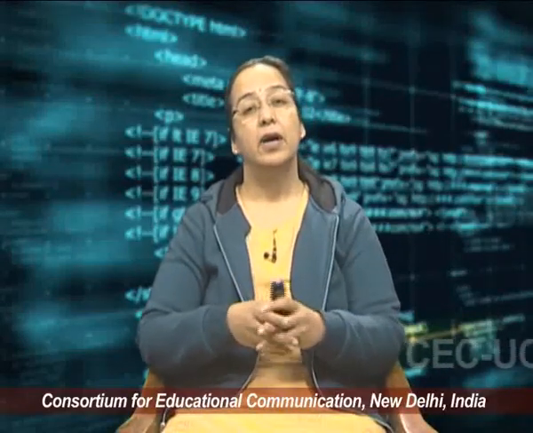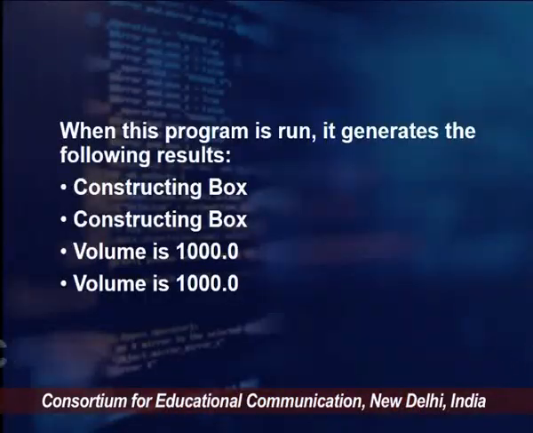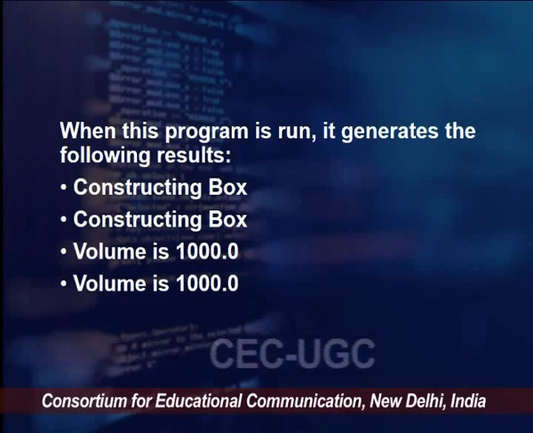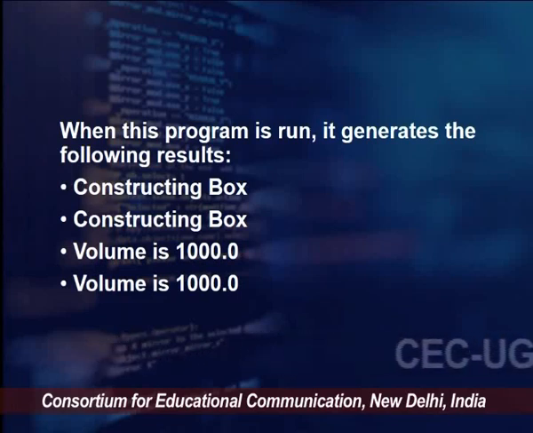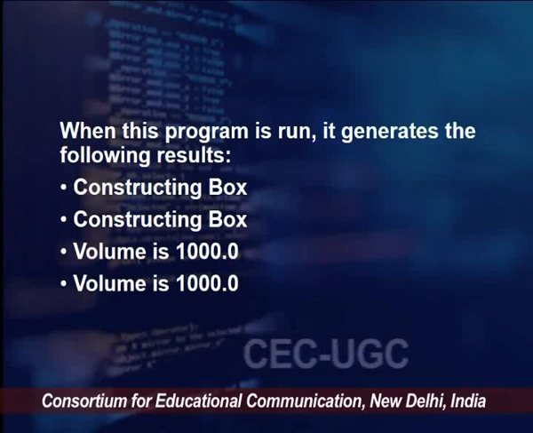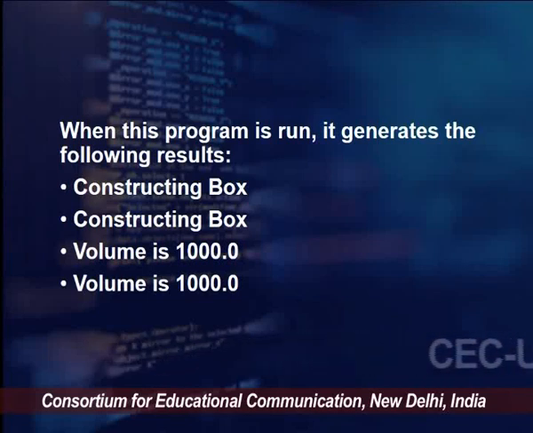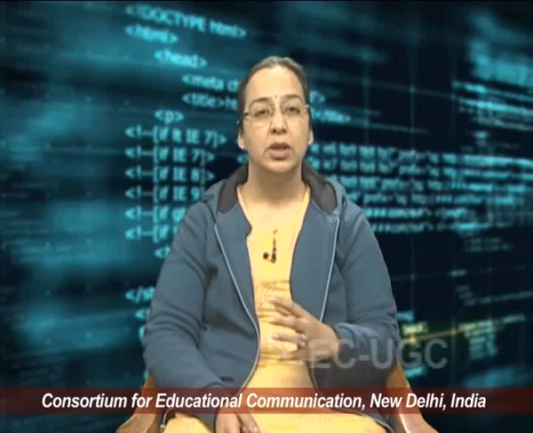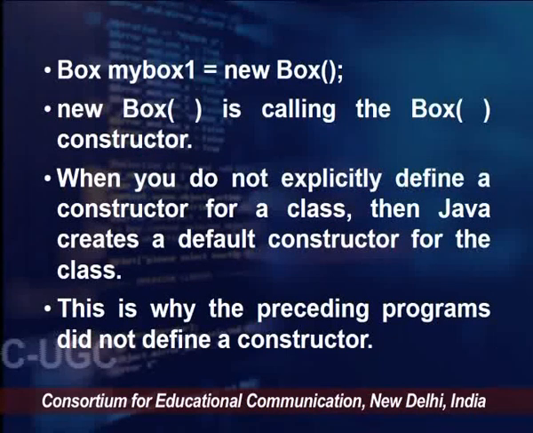So the first constructing box is the result of the creation of mybox1. The second constructing box printed is the result of the creation of mybox2. Then volume is 1000, which is from calling the function volume using mybox1, and the last one, volume again 1000, is the result of calling volume using mybox2. So new Box and the parenthesis is actually calling the Box constructor.